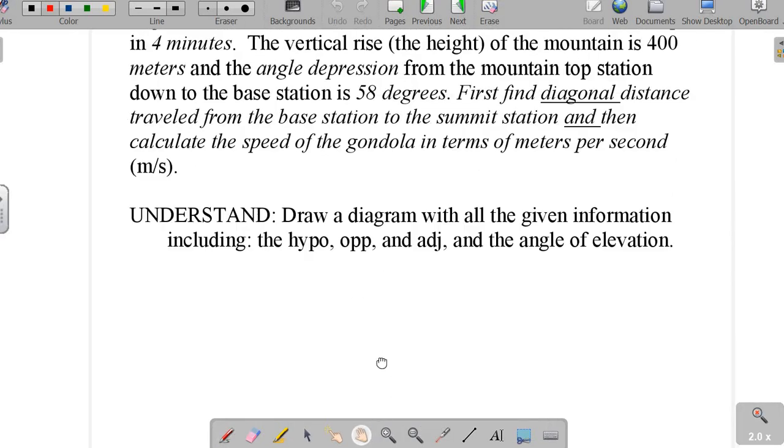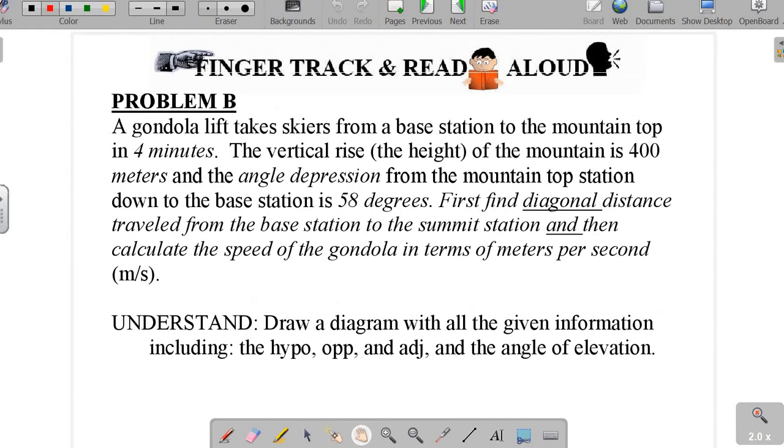Step number 1, we want to finger track and read the problem out loud. Put your finger right here at the word A. You're going to read aloud with your finger on the paper.